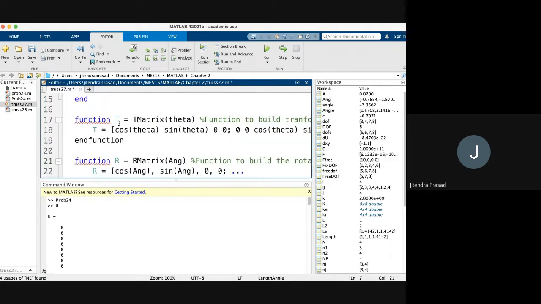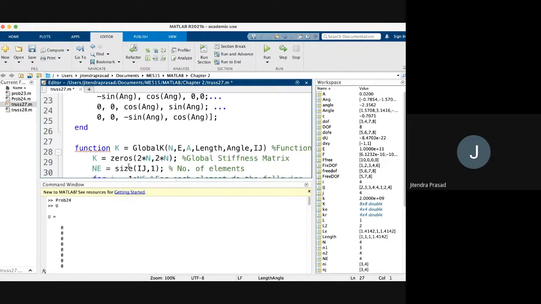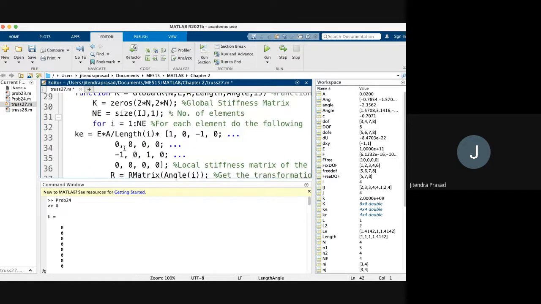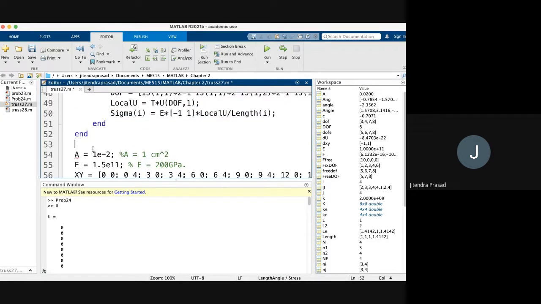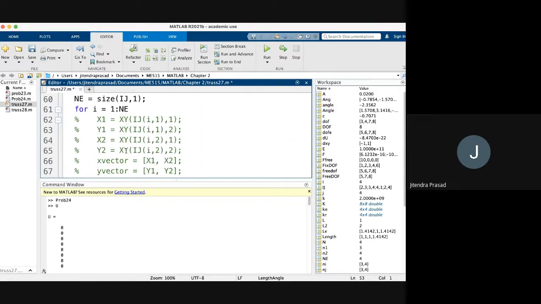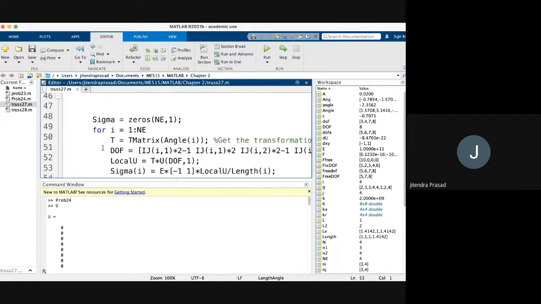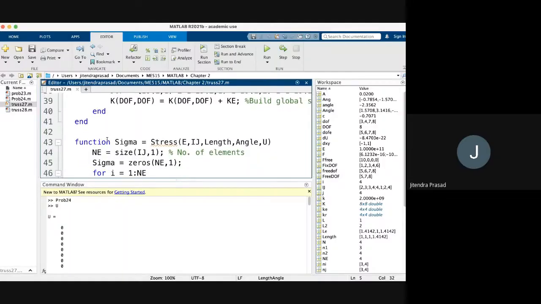And similarly here, function t, so we will change this one to end function, end the function to end, then function to end, end, it's like this. Yeah, so what is this? Length, angle, global k, stress.